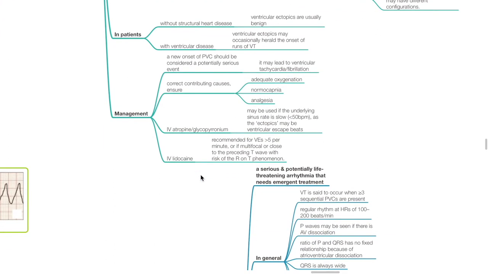IV atropine or glycopyrronium may be used if the underlying sinus rate is slow, less than 50 beats per minute, as the ectopics may be ventricular escape beats. IV lidocaine is recommended for ventricular ectopics of more than 5 per minute, or if multifocal or close to the preceding T wave, with risk of the R on T phenomenon.